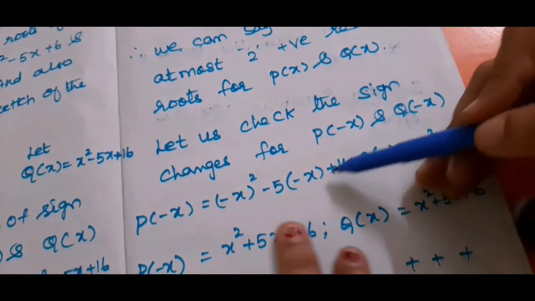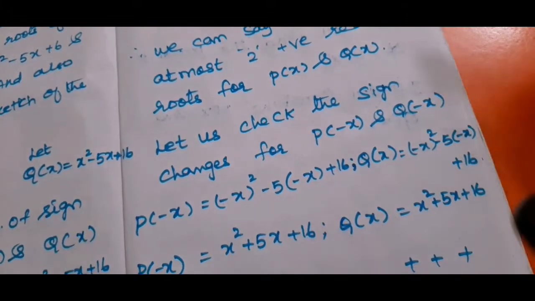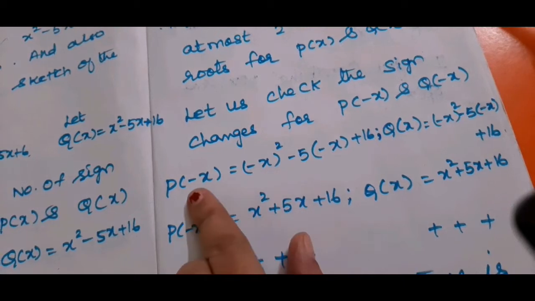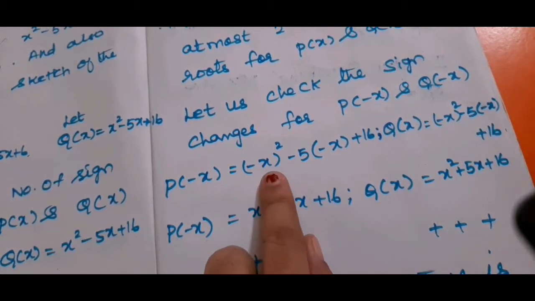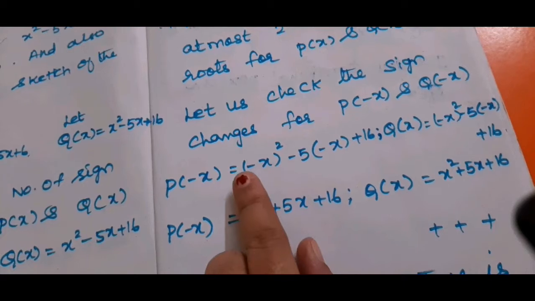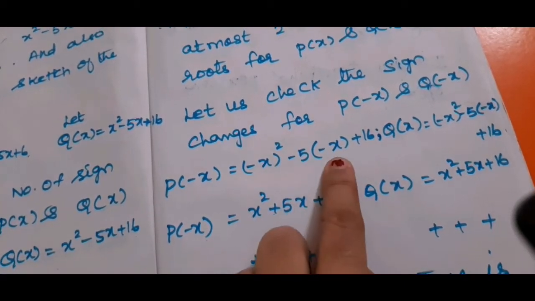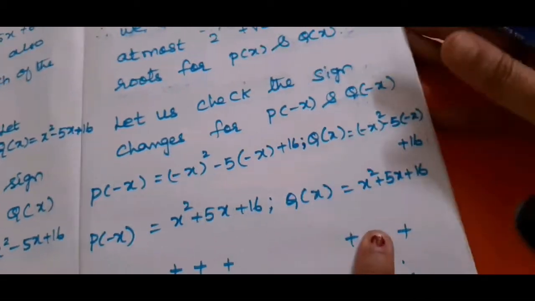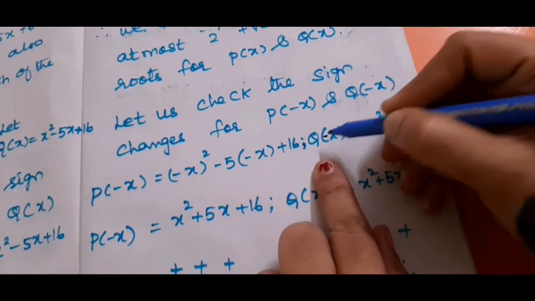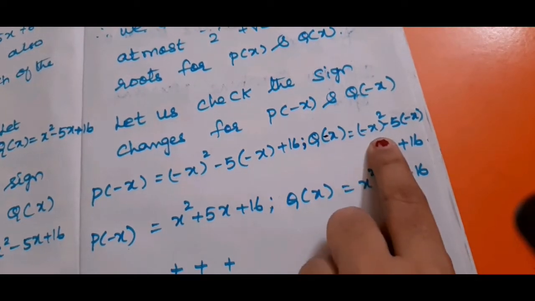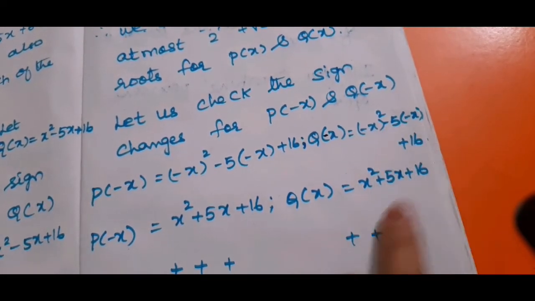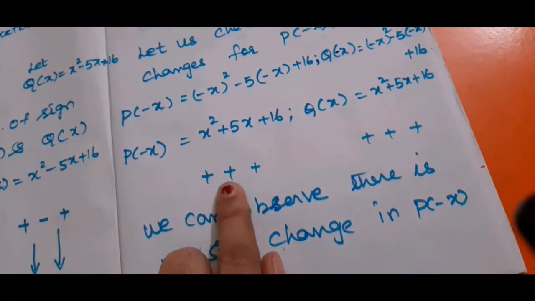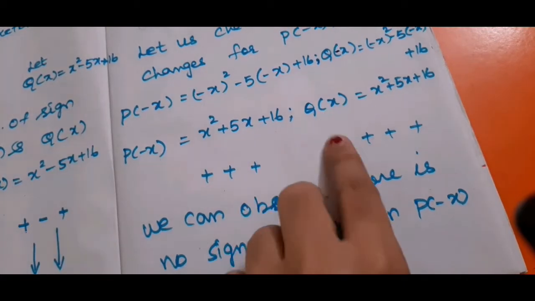So let us check the sign changes of P of minus x and Q of minus x. P of minus x is nothing but you need to change the sign of x, that is replace x by minus x. So minus x square minus 5 into minus x plus 16. This is nothing but x square plus 5x plus 16. Q of minus x is minus x square minus 5 into minus x plus 16. So Q of minus x is equal to x square plus 5x plus 16. Just observe the sign changes in P of minus x and Q of minus x.